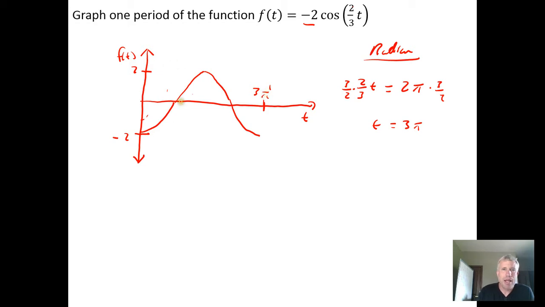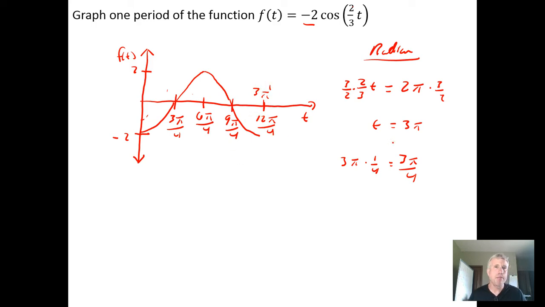And then we recognize that one period is broken into fourths. So just take that 3 pi and multiply it by a fourth to get 3 pi over 4. So this is going to be 1 times 3 pi over 4, 2 times 3 pi over 4, 3 times 3 pi over 4, 4 times 3 pi over 4, which would reduce to 3 pi. And there's the graph of our function.